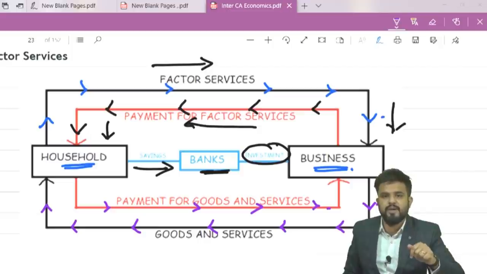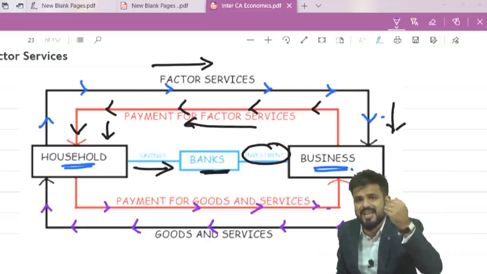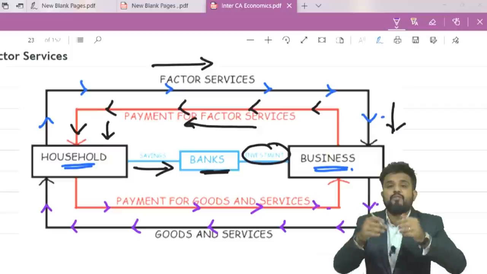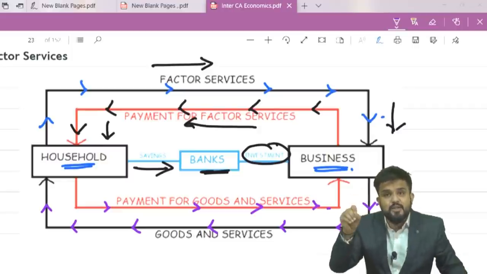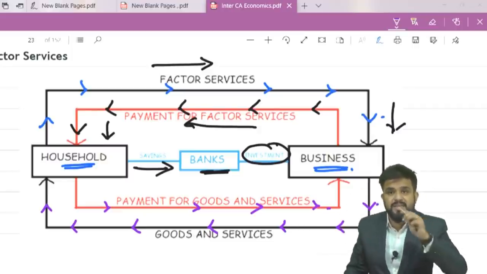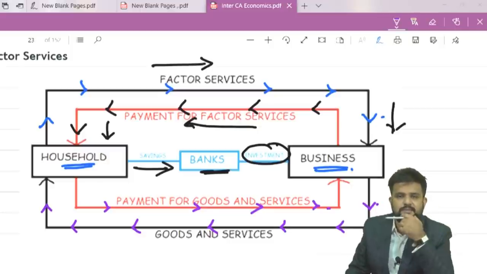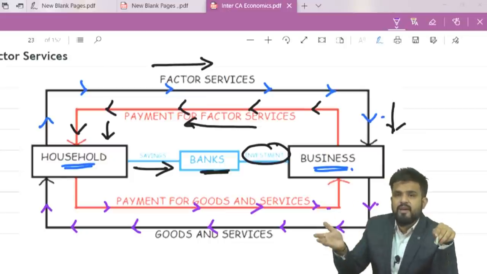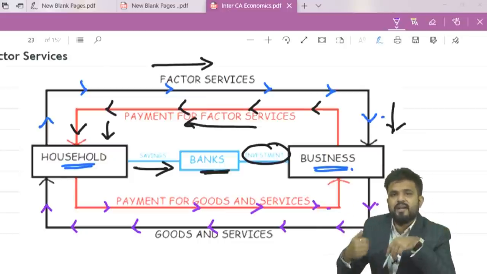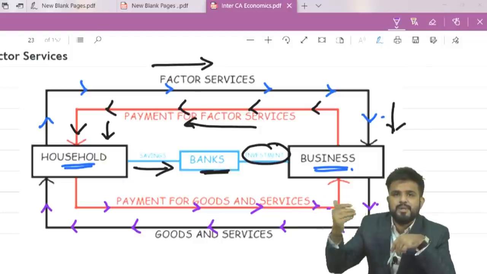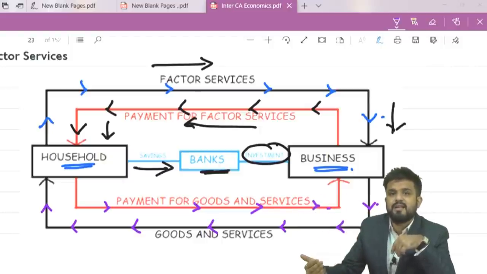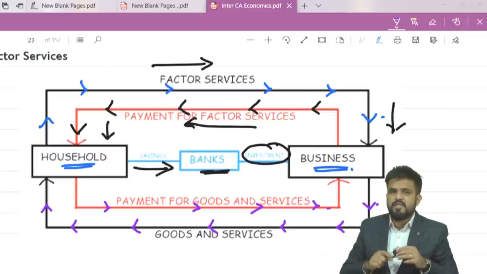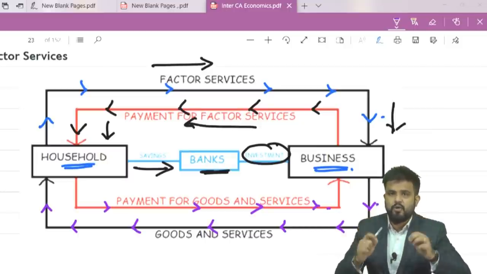Whose income and whose expenditure? Household's expenditure, business income. In the upper part of the diagram, business expenditure, household's income, because business gave salary to the household. So can I say the same money is rotating? Like I am working, earning money, then spending, ultimately that money reaches the business. One man's expenditure is another man's income. So this is your two sector circular flow.